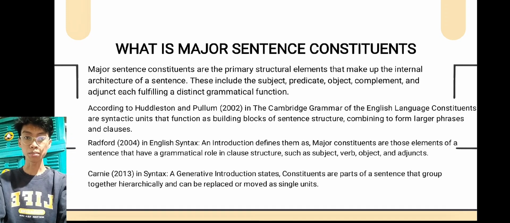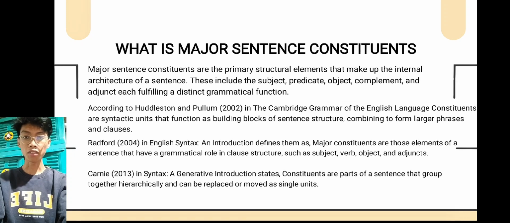According to Huddleston and Pullum in 2002, in The Cambridge Grammar of the English Language, constituents are syntactic units that function as building blocks of sentence structure, combining to form larger phrases and clauses.